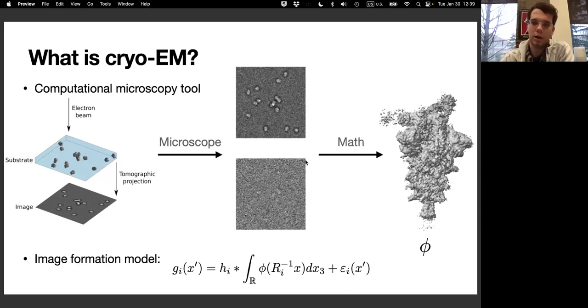Okay, so then the mathematical problem becomes taking these kinds of images and doing some magic and ending up with a 3D structure like this. So that's what we're going to talk a little bit about now and tie it into using this basis that we discussed before.